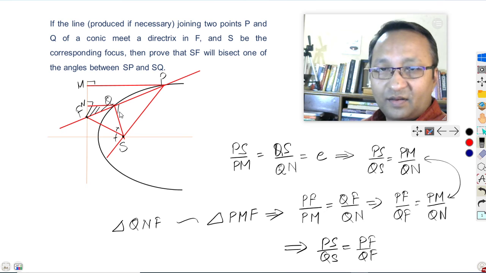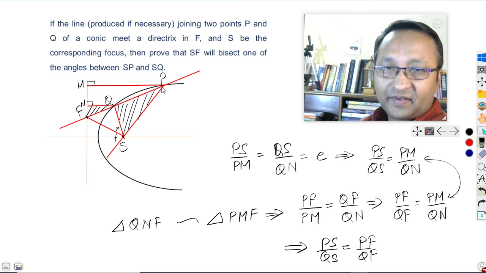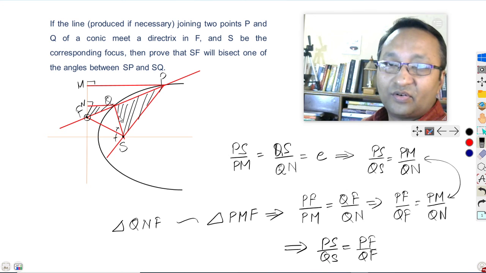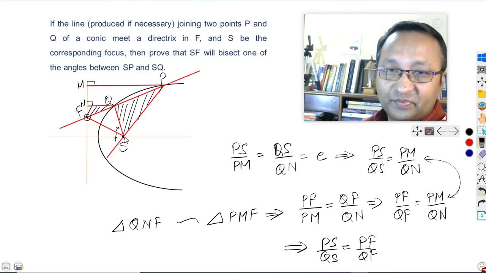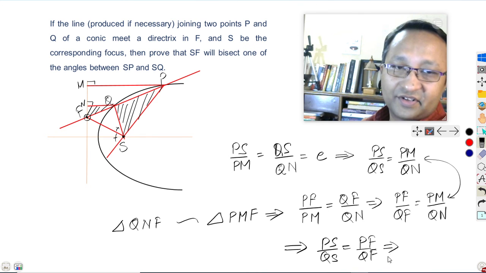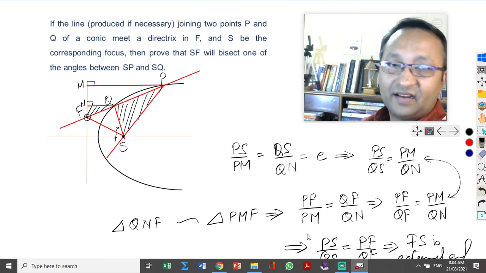Now have a look at triangle PSQ. F is a point on extended PQ such that PF is to QF, that is the ratio in which the point F's side cuts the opposite side in an external ratio, is the ratio of sides containing the angle. So this is sufficient to say that FS is the external angle bisector, and we get a result.